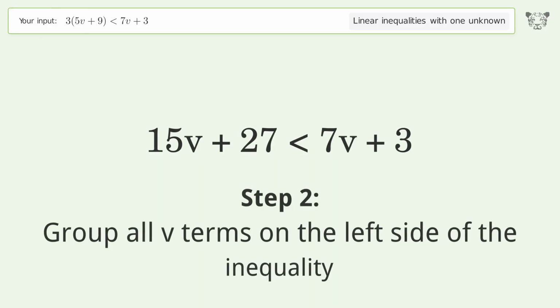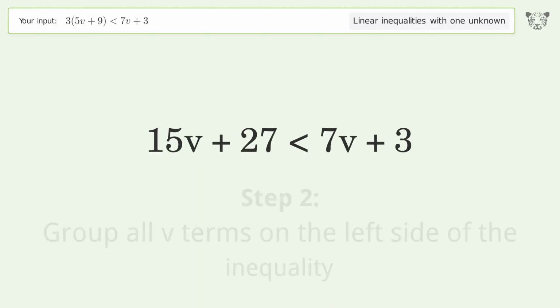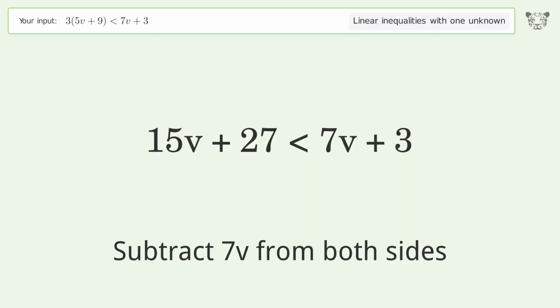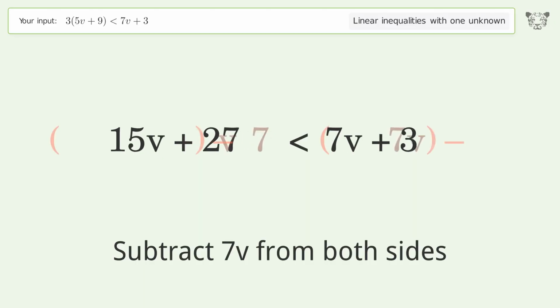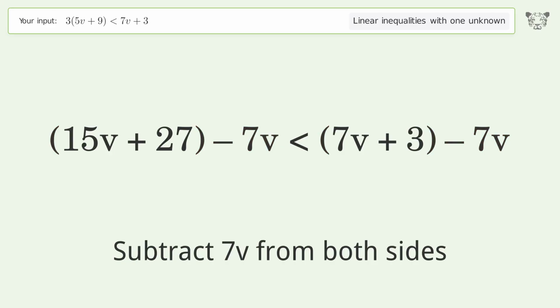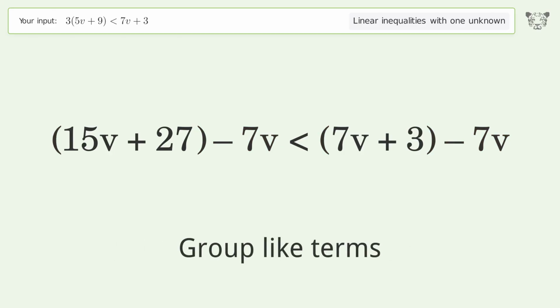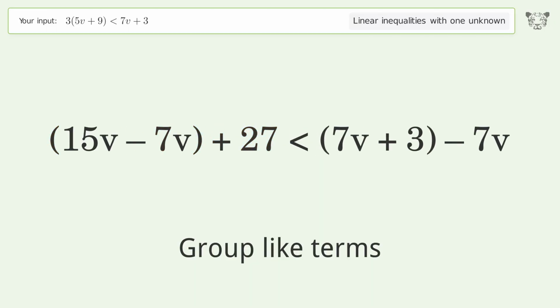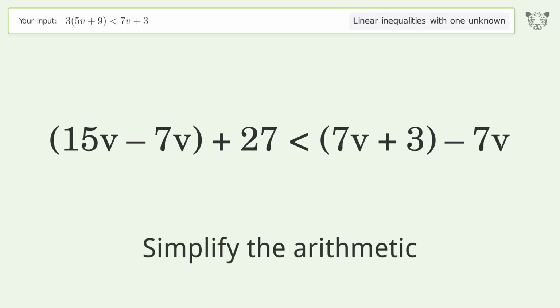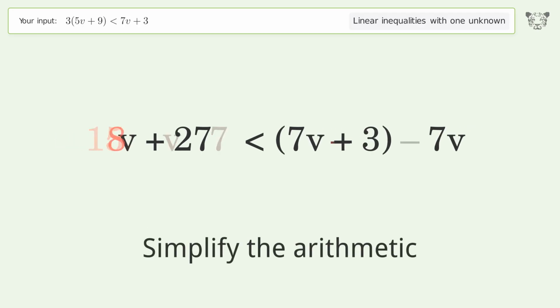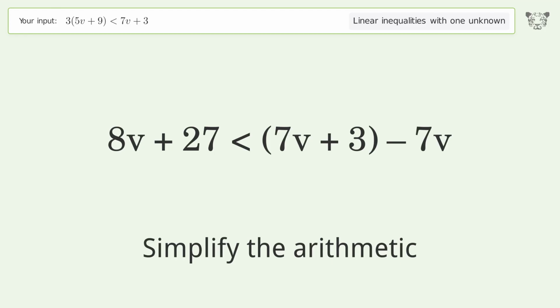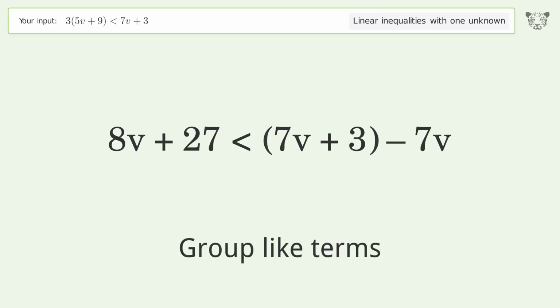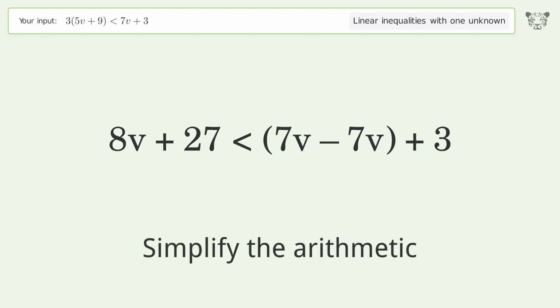Group all v terms on the left side of the inequality. Subtract 7v from both sides. Group like terms. Simplify the arithmetic. Group like terms. Simplify the arithmetic.